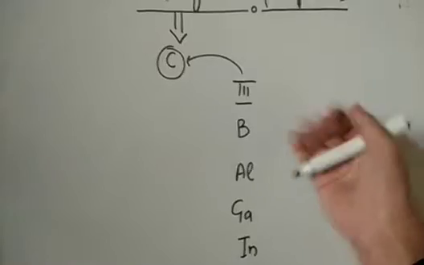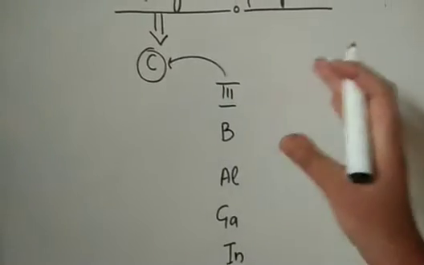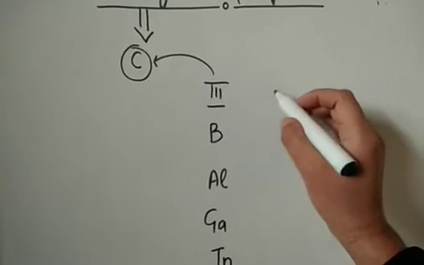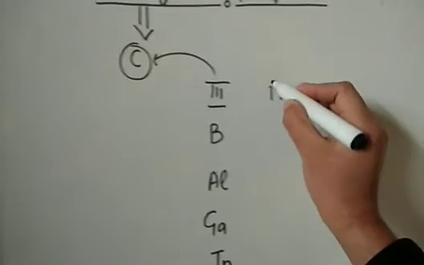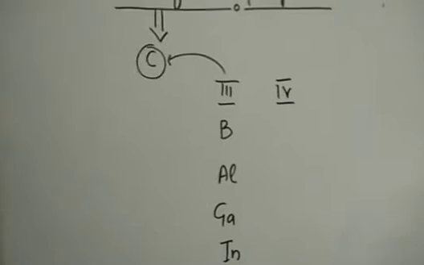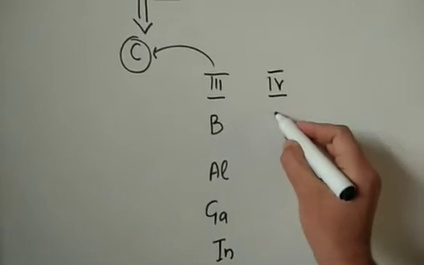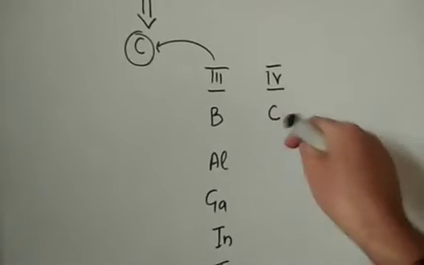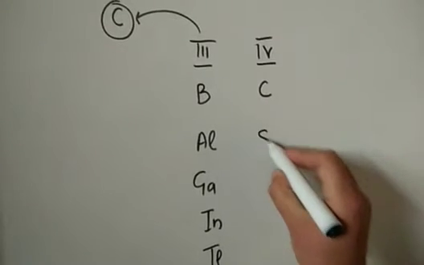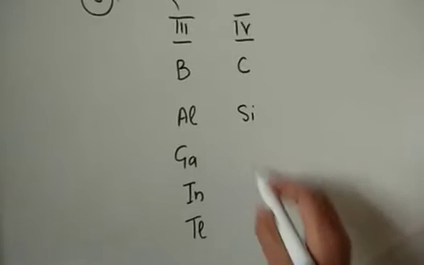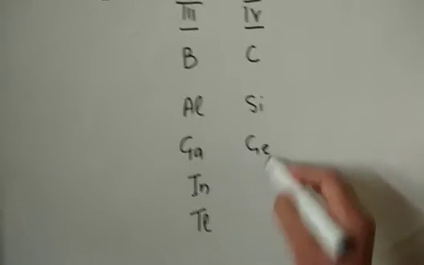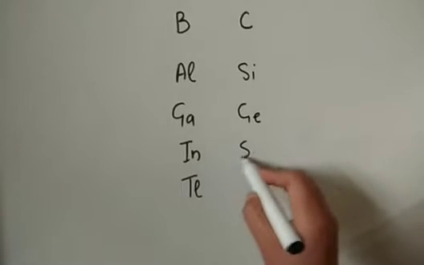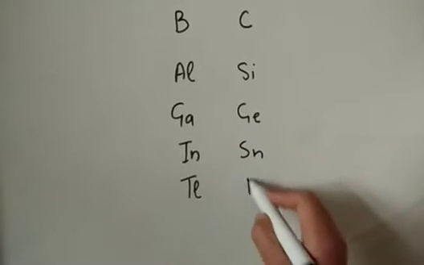Likewise, instead of carbon in the organic polymers, we can introduce an atom from group fourth. Group fourth is carbon itself, but I'm just showing carbon here. Actually, we have to replace the carbon. So carbon is replaced by silicon. That can be germanium. Carbon, silicon, germanium, tin, and lead.